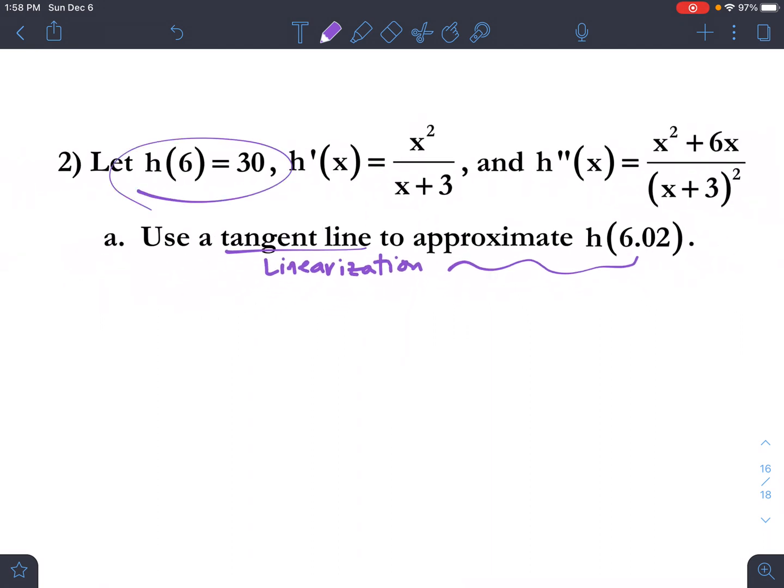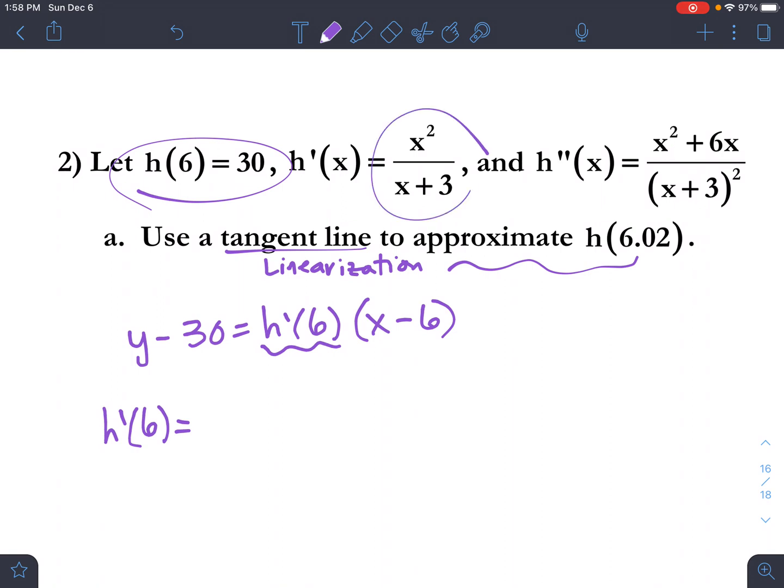So we have h of 6 is 30. We could start writing this out: y minus 30 equals whatever h prime of 6 is times x minus 6. So this guy, that slope at 6, or that derivative at 6, let's see.